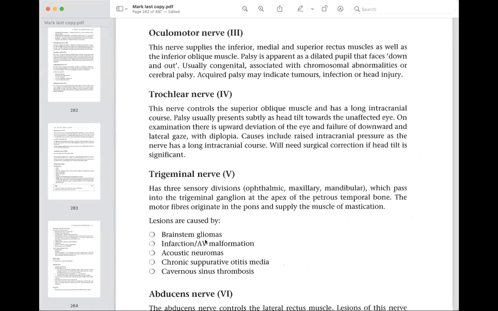Lesions are caused by brainstem gliomas, infarction, AV malformation, acoustic neuromas, CSOM, and cavernous sinus thrombosis. Cavernous sinus thrombosis you can put for many nerves in the CNS. Brainstem gliomas, because all these nerves are arising from the brainstem, right? Pons. So brainstem glioma, infarction or AV malformation, acoustic neuromas, CSOM and cavernous sinus thrombosis.